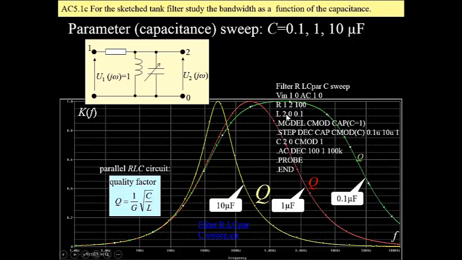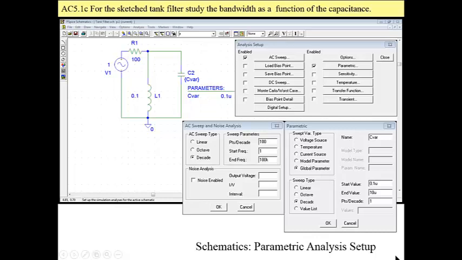But our task is to find a function of bandwidth on the vertical axis and capacitance on the horizontal axis. We will use the schematics version, so this is the repeated circuit diagram created in schematics. We have set C var in brackets as the value of C2, and then the parameter has been selected, C var. Well, this variable's value is meaningless.